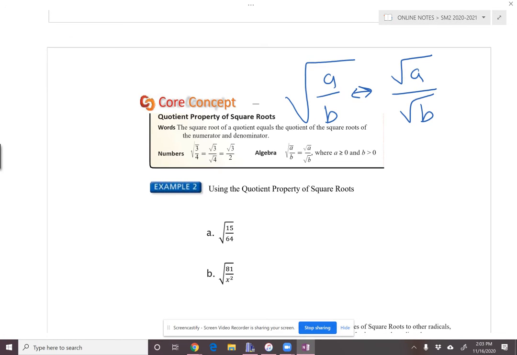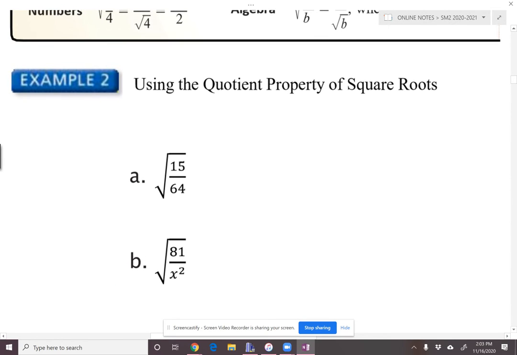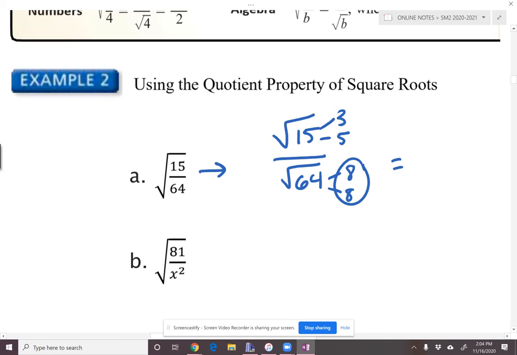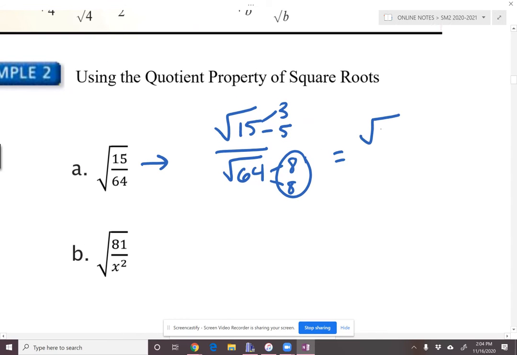So here's an example where this comes in handy. If we write it as the square root of 15 over the square root of 64, 15 breaks up to 3 and 5, so we can't simplify it, but 64 breaks up to 8 and 8. So we can rewrite this as the square root of 15, because that can't be simplified, over 8. And we like it when there's not a fraction on the bottom.